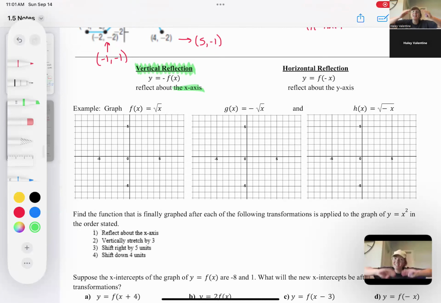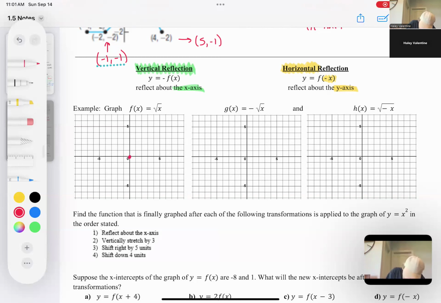So it is still an up and down change. While here with the horizontal, we know everything horizontally affects the x. So it is inside the parentheses connected to your x. That is a reflection across the y-axis. So again, that's a flip left to right. It is a horizontal transformation. So let's see an example of what each of these transformations look like now.